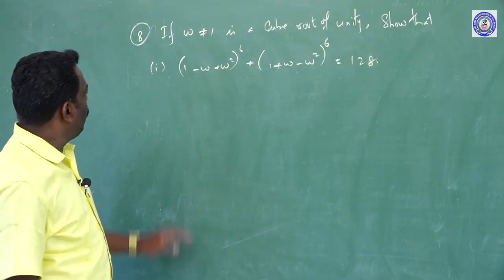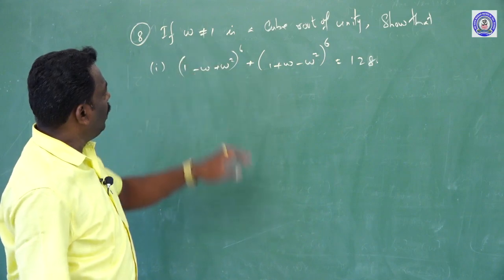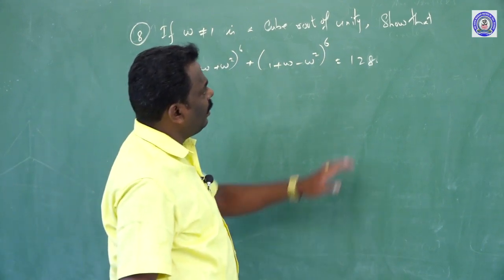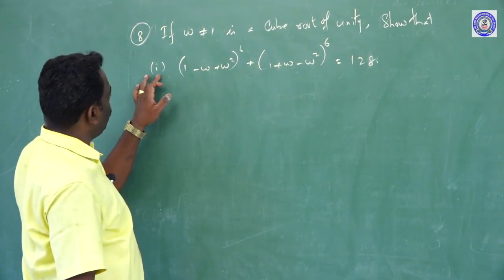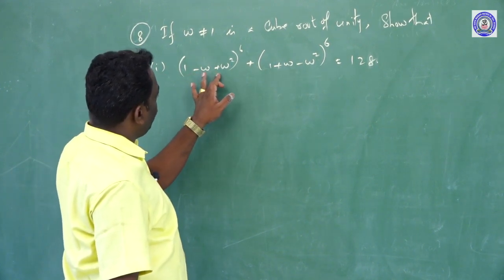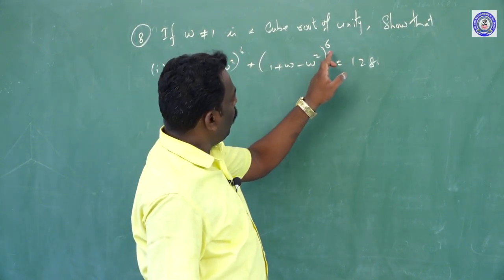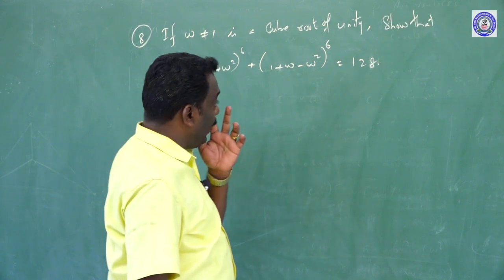The same exercise, question number 8. If omega is not equal to 1, is a cube root of unity, then show that, first subdivision: 1 minus omega plus omega square whole power 6 plus 1 plus omega minus omega square whole power 6, that is equal to 128.